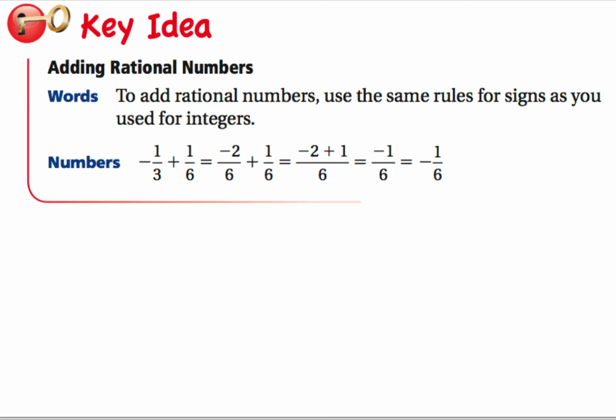So to add rational numbers, use the same rules for signs as you used for integers. For example, negative 1/3 plus 1/6. We're going to change that to common denominators. Negative 2/6 instead of negative 1/3, plus 1/6. Now this common denominator of 6 stays the same. Negative 2 plus 1 gets done on top. You get negative 1. So the answer is negative 1/6.